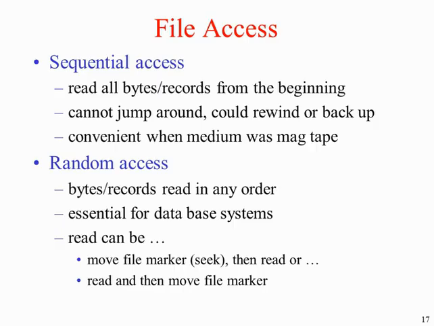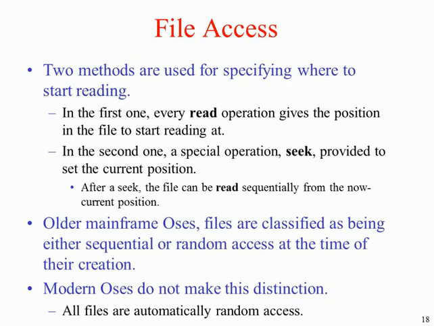Then another method is random access, wherein bytes of data or records of data stored in a file can be read in any order, and this is very essential for database systems. Now when reading happens, it can be done by moving the file pointer or the file marker to the specific location where you want to start reading and then performing the reading, or you simply read and then move the file marker.